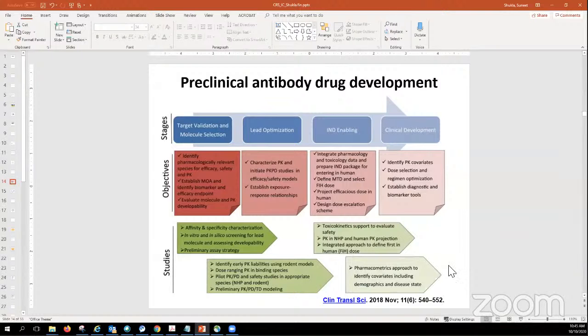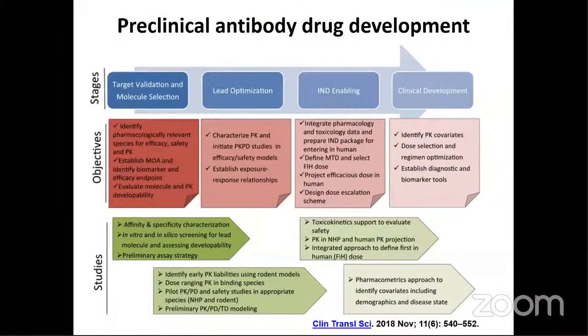Just press F5 here. Hold on. How about this now? Yeah, this is correct. Perfect. Okay. Good.